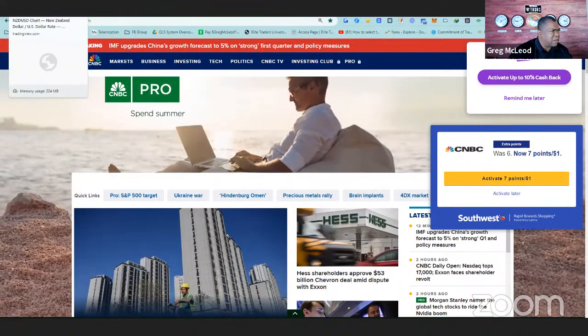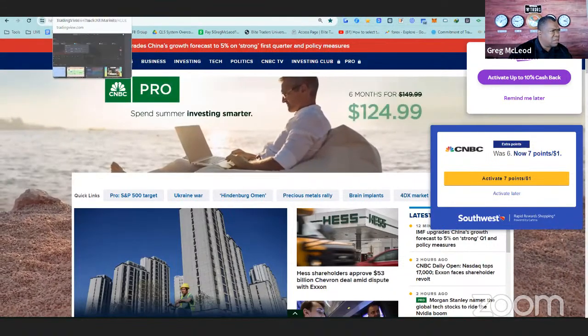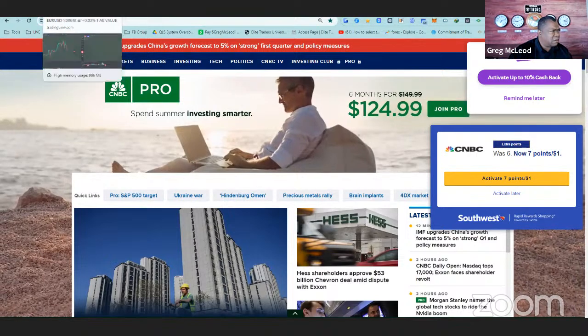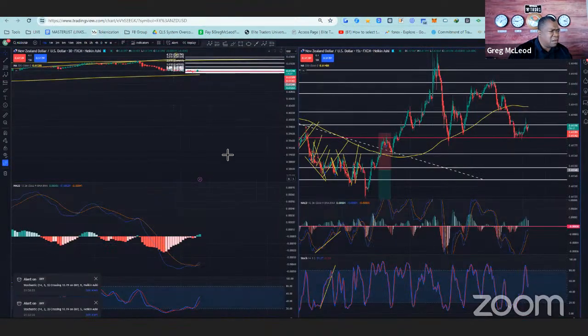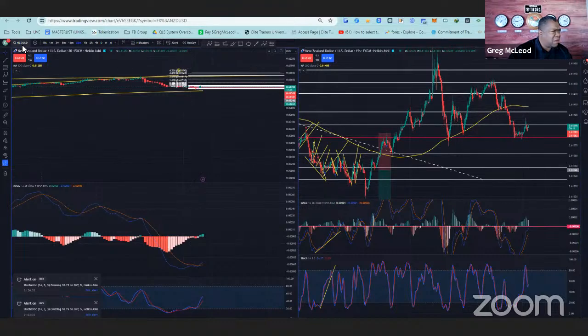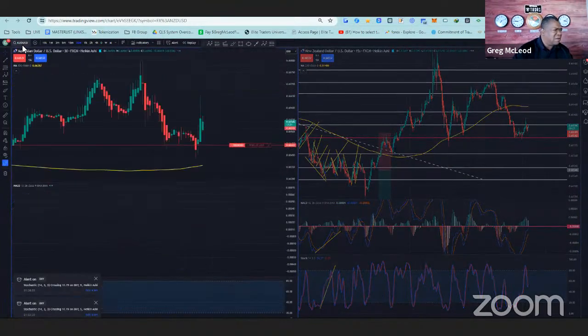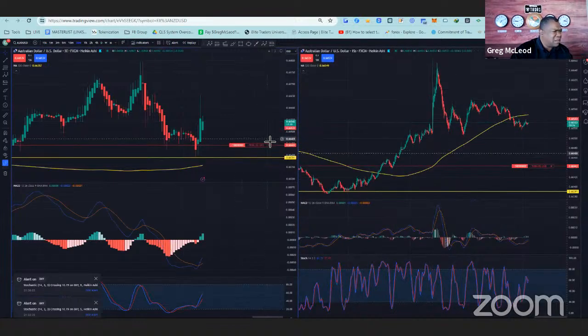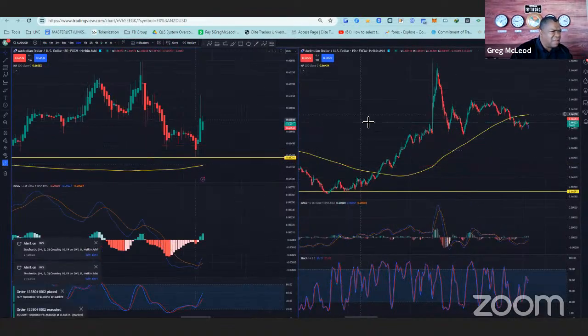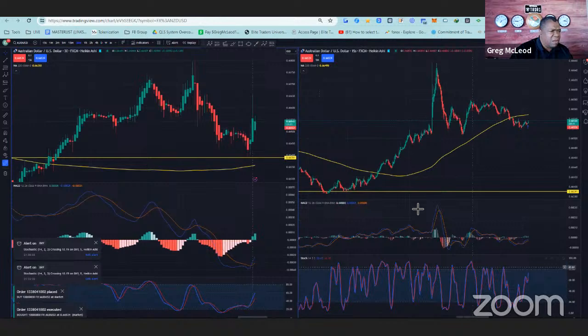So let's go ahead here. Okay, this is the New Zealand dollar. AUD/USD, no, it's trading, right? Well, that's not going to work. Okay, we've got to stop that. So what do we have going on?